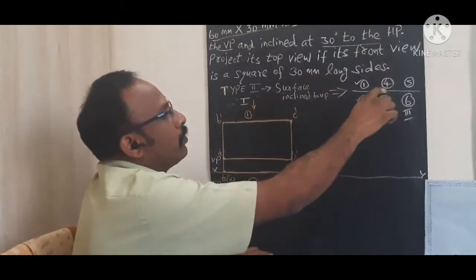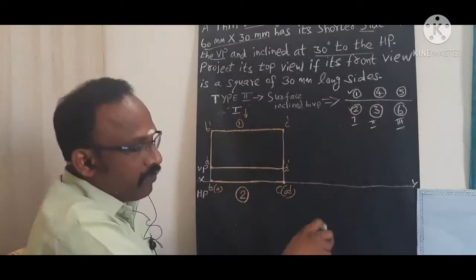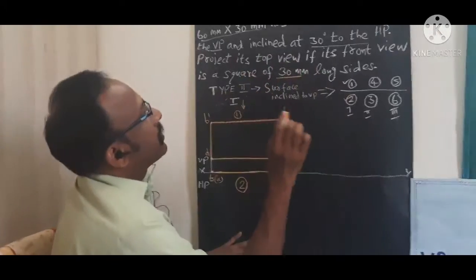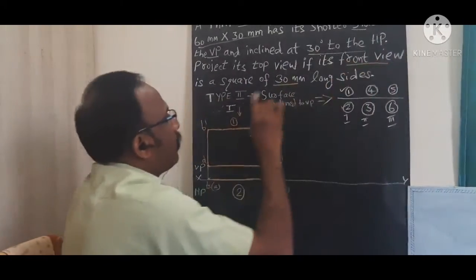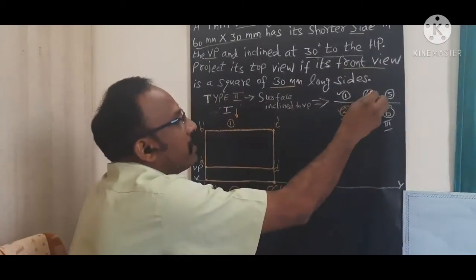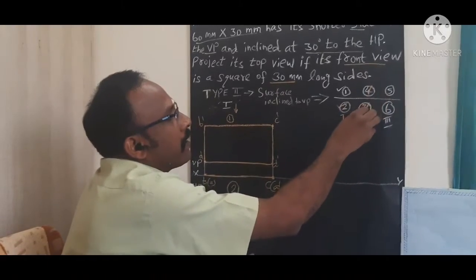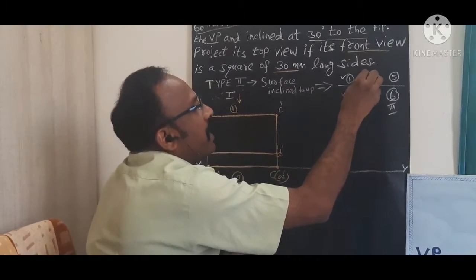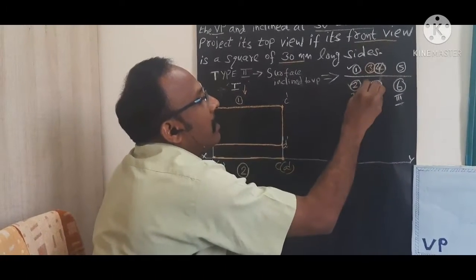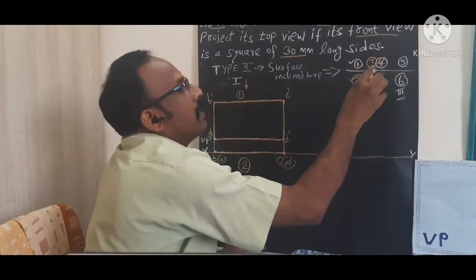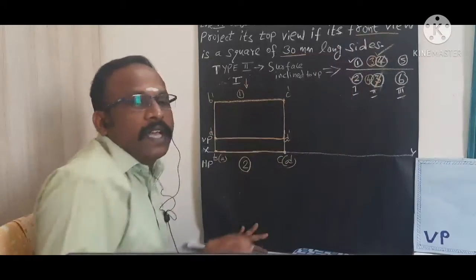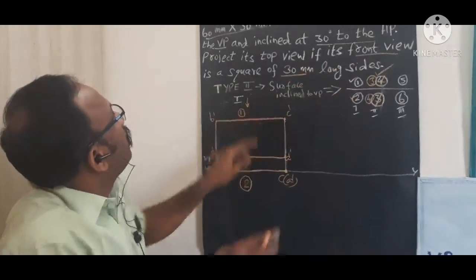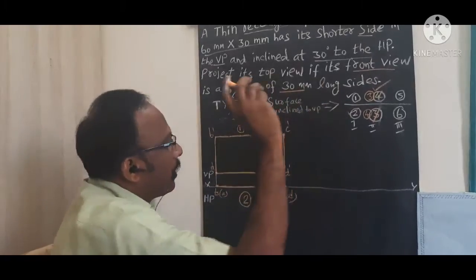Now we are moving to stage 2, for which what is given here? The square of 30 millimeter size. Its front view is a square. So for this particular problem, I am going to change this order. For this case only, I am going to change the third step as the second front view, because the front view is a square of 30 mm longer side.